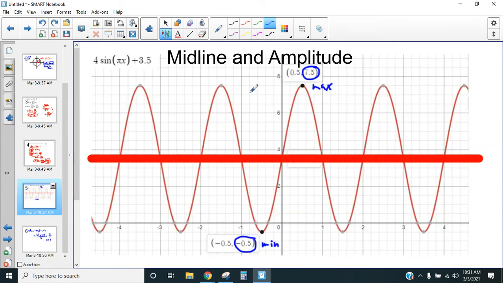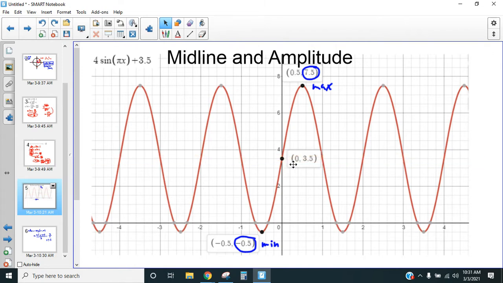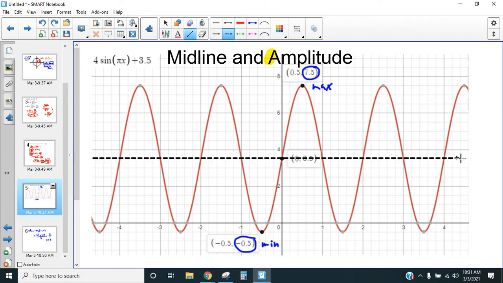Now, what if I asked you for something different? All right, so really quick. What if I told you what the midline was and I asked you for the amplitude? Amplitude is the distance from here to there. The amplitude is like the size of something. If you have an amplifier, it amplifies the sound, correct? It makes it larger.